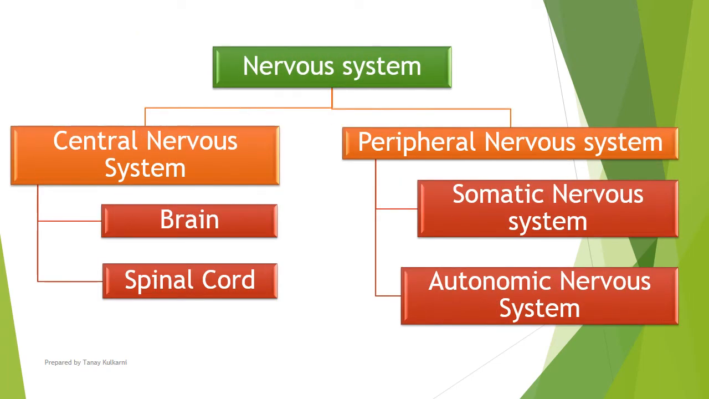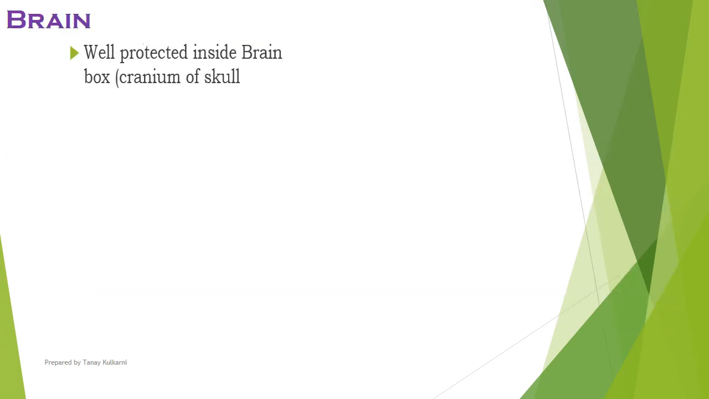We'll go ahead now. The nervous system is divided into two parts, that is two divisions: central nervous system and peripheral nervous system. The central nervous system includes brain and spinal cord, while the peripheral nervous system includes the somatic nervous system and autonomic nervous system. We'll start first with the central nervous system.